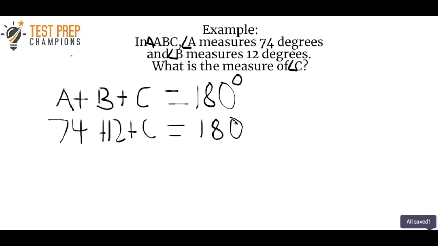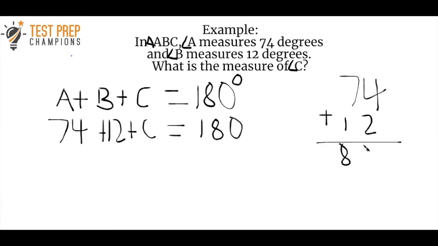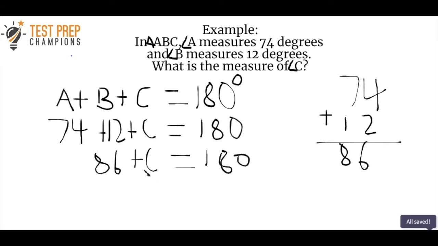Okay, so now we can add these up. So what's 74 plus 12? 74 plus 12, we get 86. And so then we're going to have 86 plus C equals 180. Now we want to get the C by itself. So what we do is we subtract 86 from both sides of the equation.